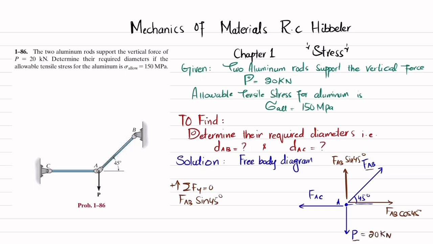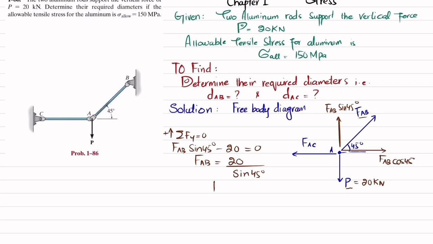Their sum must be equal to 0. So I will write FAB sine 45 degrees minus 20 is equal to 0. So FAB will be equal to 20 divided by sine of 45 degrees. And when you calculate this, the force exerted by member AB at point A will be equal to 28.284 kilonewton.